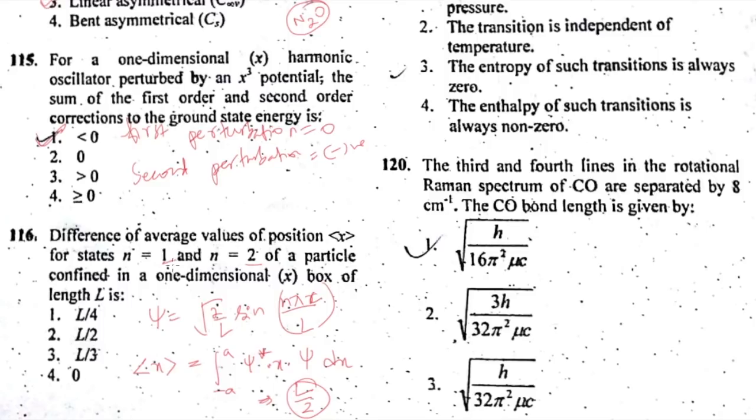Now they are asking for the difference. For n equals 1 you will be getting L by 2, and for n equals 2 you are also going to get L by 2. If you take the difference of them, you are going to get 0. So 0 is your correct option for this particular question, right?